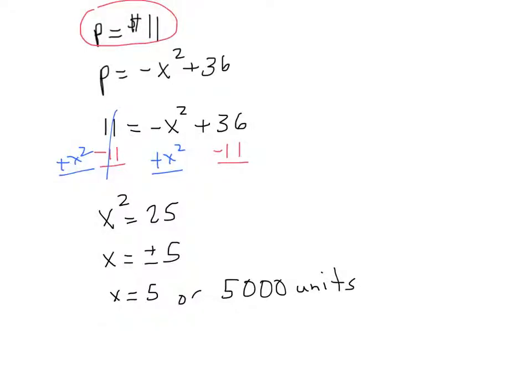And just pay attention to how the variable x is measured when you solve it and get a value like 5. That may mean 100 units or 1,000 units. It might be measured in those units, so just pay attention to that. In this case, our answer here is that the level of production is 5,000 units.